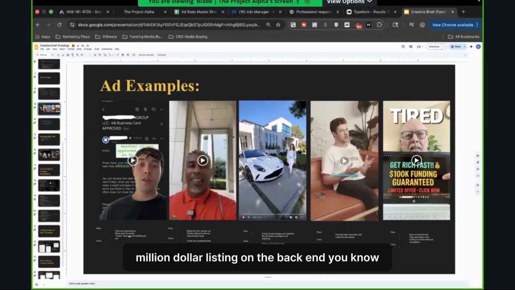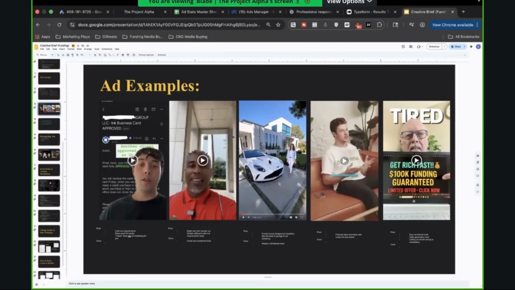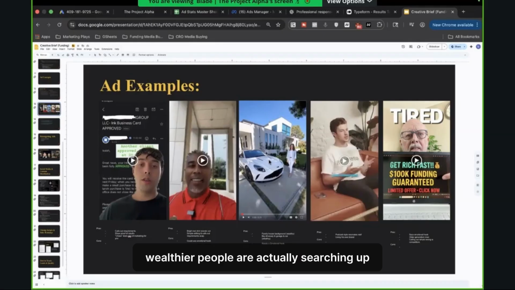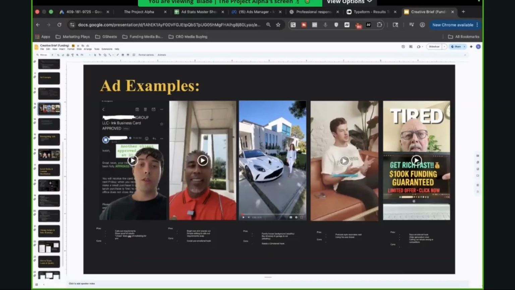You know, $1 million listing on the back end. You know, Aston Martin, that's probably a 6-figure car. All that stuff on there is going to target way more wealthier people. Wealthier people like nice houses, wealthier people like luxury stuff. Wealthier people are actually searching up luxury stuff, luxury goods, luxury brands. So by including that onto there, it's going to target a lot more financially capable people that are willing to pay you a lot more money. Amazing ad in the middle.